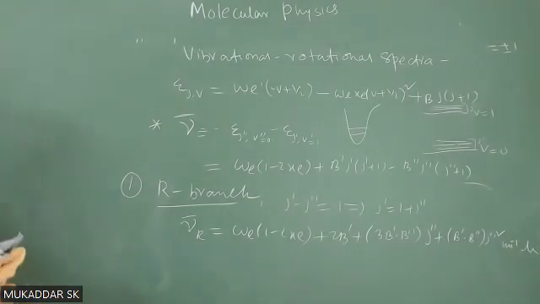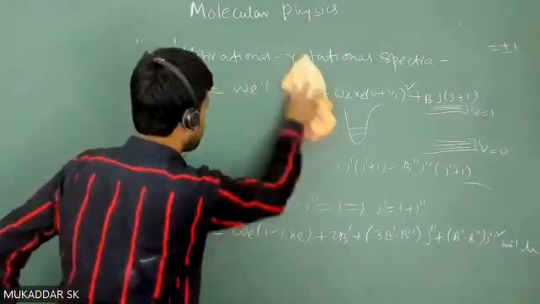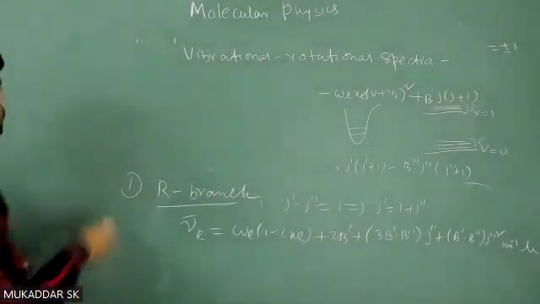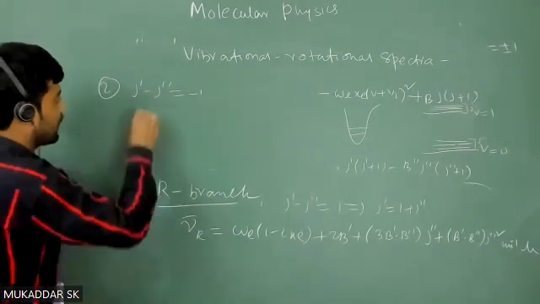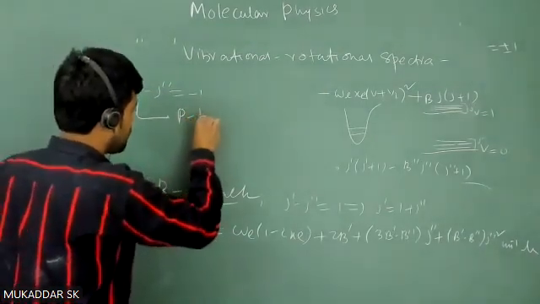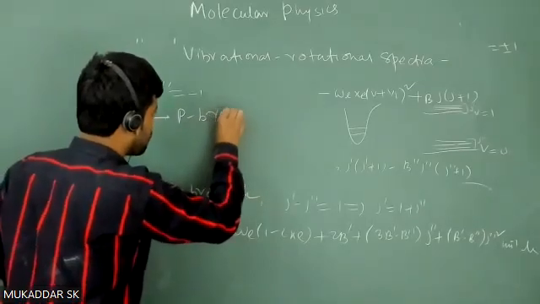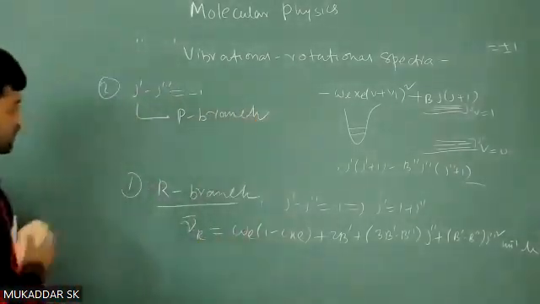And if you apply that selection rule here, j prime minus j double prime, that is minus 1, that will provide you P branch. That is the case number 2. That will provide you P branch.